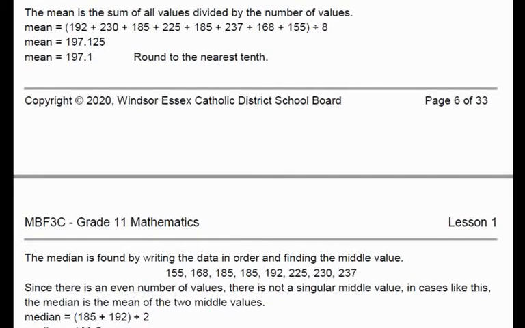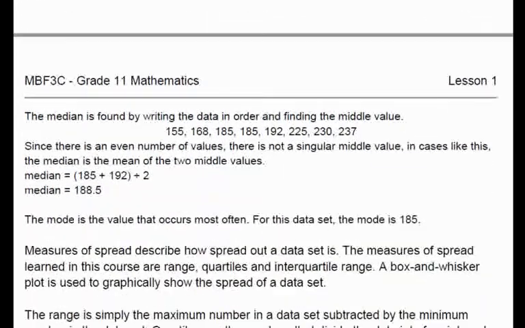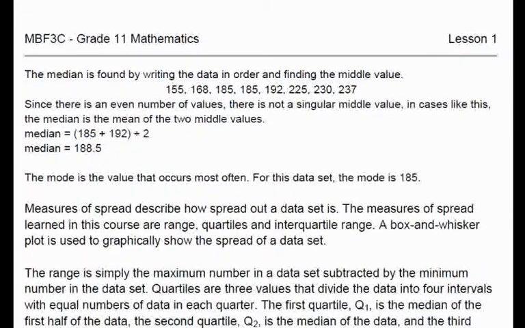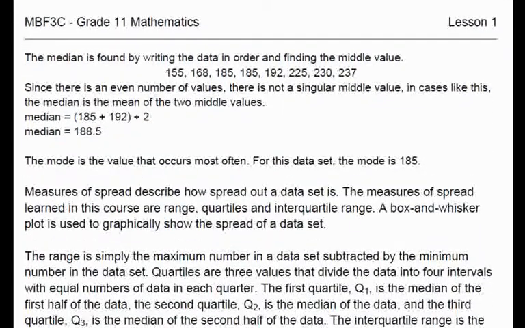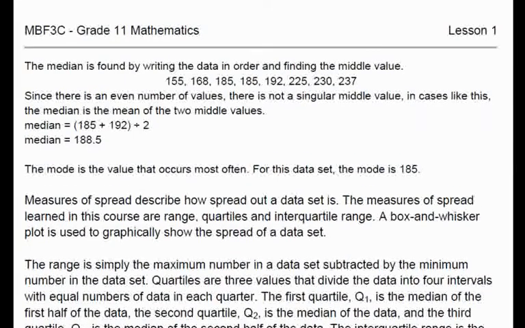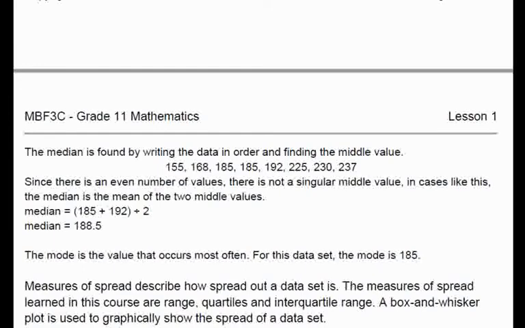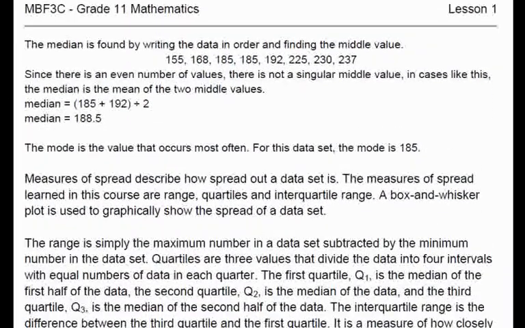The median, which you see at the top of the next page, to find that we have to order the data first, and we look at the middle number. And because we have 8 numbers here, there are 2 middle numbers, 185 and 192. So to find the median, we have to find the mean of those 2 middle values. We add them together and we divide by 2. The mode is the number that occurs most often, and you can see 185 occurs twice, so we just say that the mode is 185.